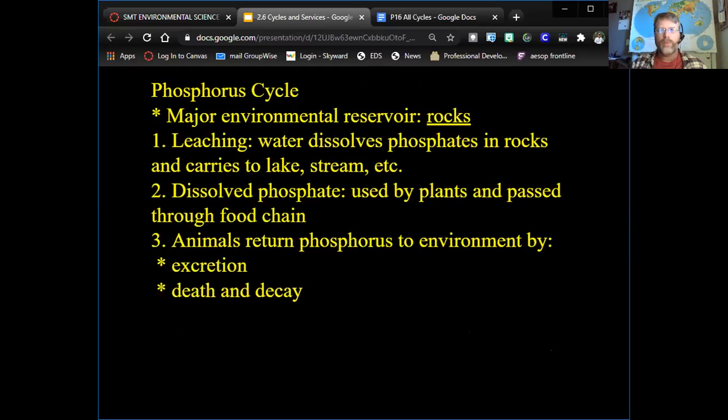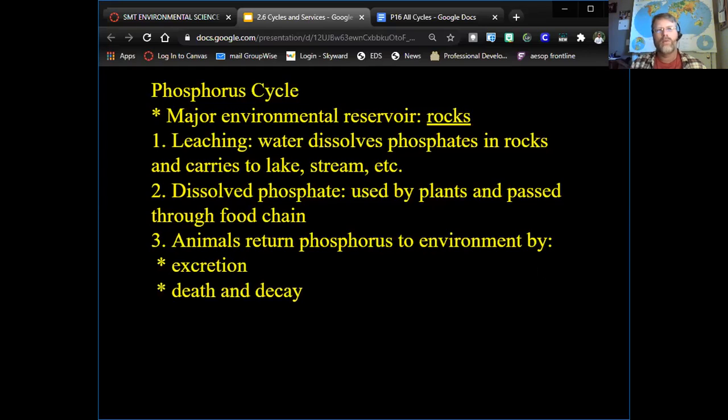Okay, then our last cycle we talked about was the phosphorus cycle. So the major reservoir for phosphorus is inside rocks. If we have rocks that have phosphorus and they get in water, then leaching occurs. The water dissolves the phosphate in the rocks and carries it to the lakes and the streams and beyond. This dissolved phosphate is then used by plants and passed through the food chain. So once it's in the water, then it can go up the roots of the trees and the plants.